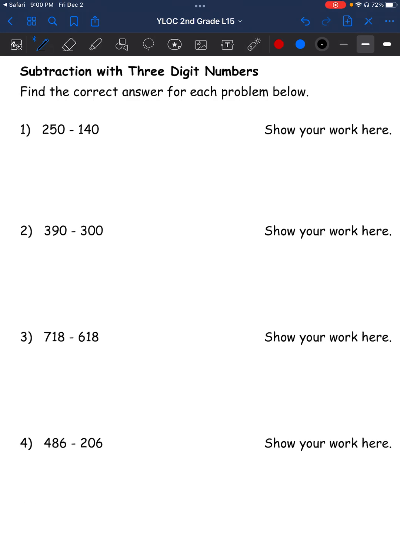So again, in this case, do not reorder the larger number on top. Just leave it as is. So the first number that appears, 250, put that on top, and then subtract it by the number that comes second. So 0 minus 0 is 0. 5 minus 4 is 1. 2 minus 1 is 1. So your answer is 110.